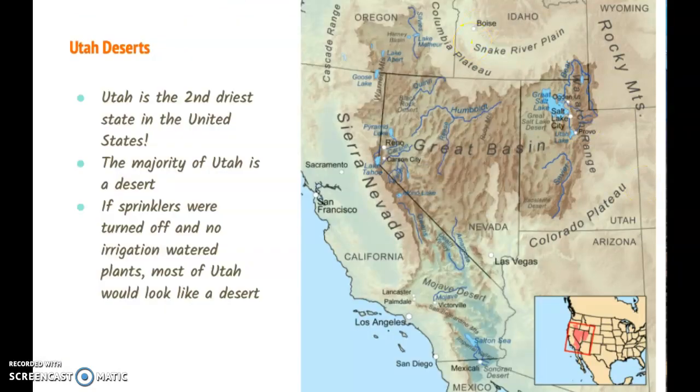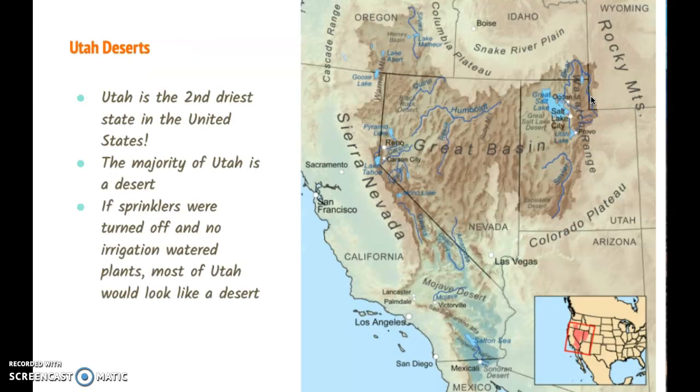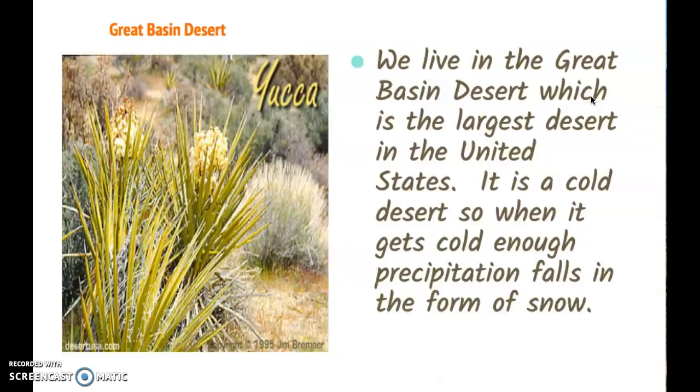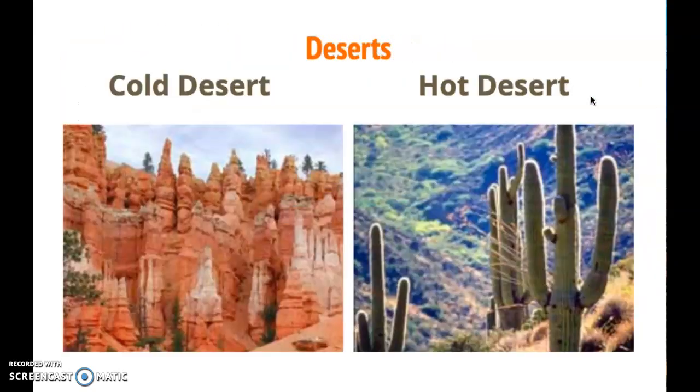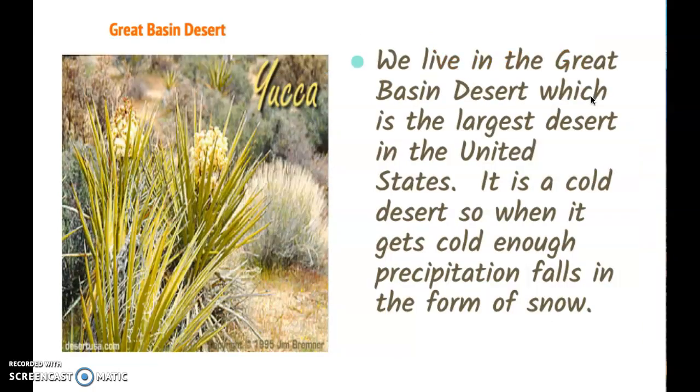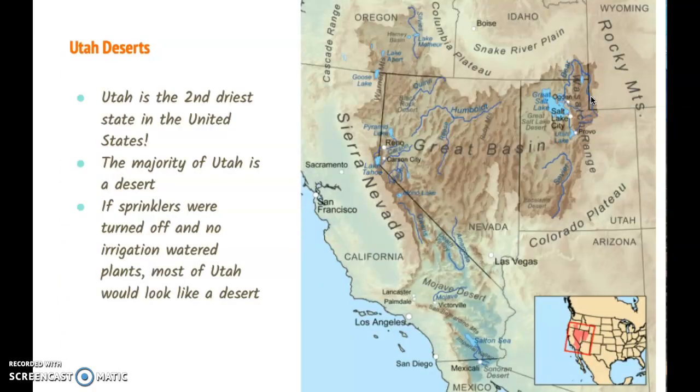So when we look at the map, we can see the Great Basin Desert is really big. It covers more than just Utah. It covers a lot of Utah, and then it goes over into Nevada and up into Oregon, a little bit of California as well. And that's the desert that we live in. All right, a desert gets 10 inches of rain per year or less.